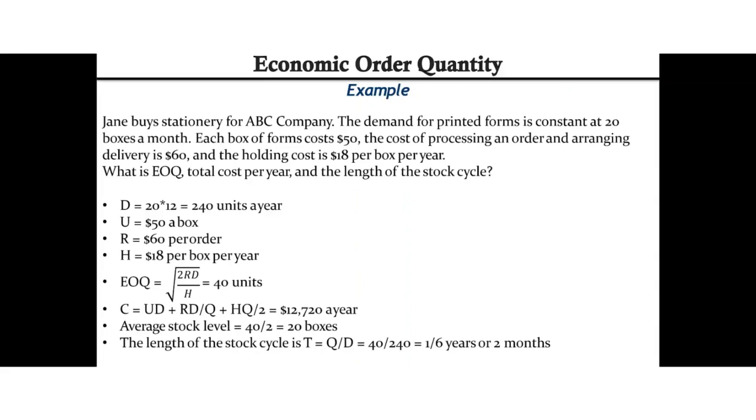Jane buys 40 boxes at a time, so the average stock level is 40 divided by 2. This is 20 boxes. By buying 40 boxes at a time and using 20 boxes a month, the stock cycle is 2 months long. This means that Jane places an order every 2 months. In general, the length of the stock cycle is T, which is Q divided by D. In this case, this is 1/6 years or 2 months.